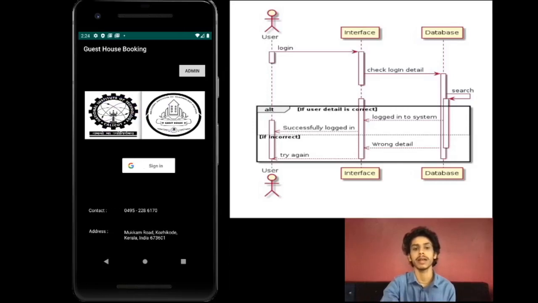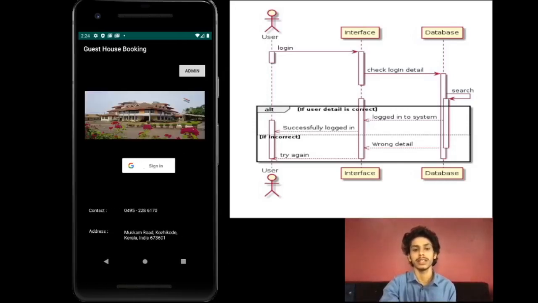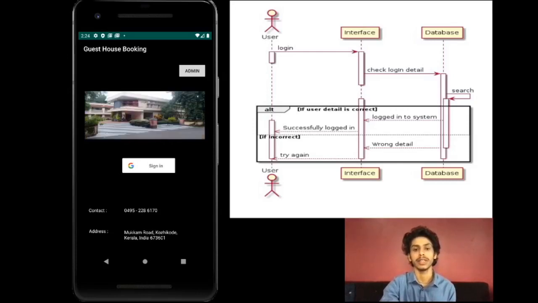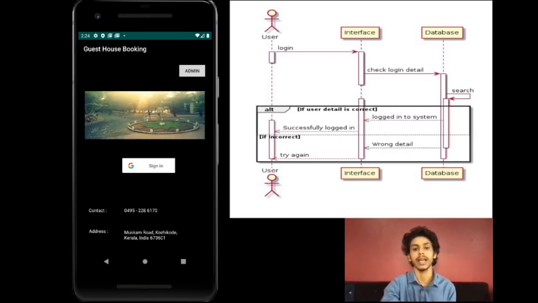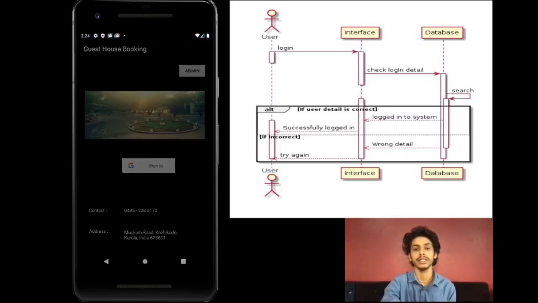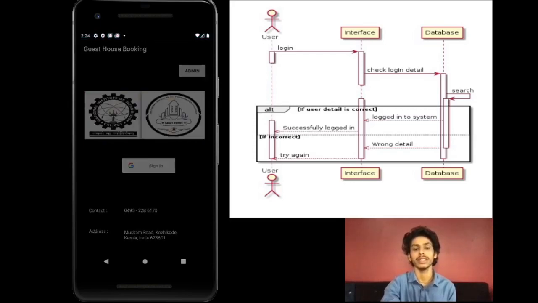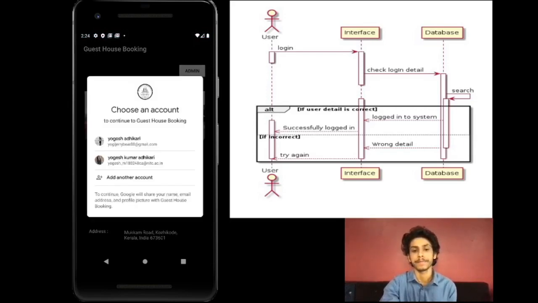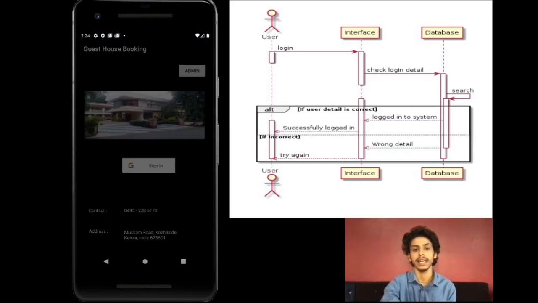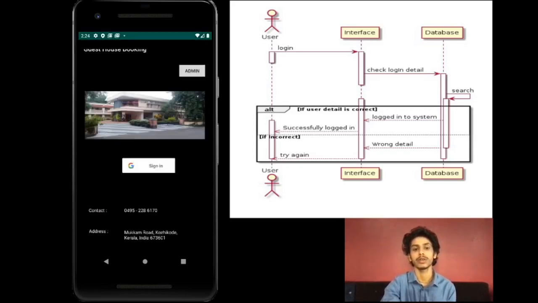This is our first sequence diagram, which deals with the user's login process. I would like to show you the complete login process in the application itself. When the user opens the application, he will see this front screen of the guest house booking application, in which he can sign in. We have used Google authentication, where the user can sign in using an NITC mail ID. When the user clicks on the sign in button, a pop-up window will show all the available accounts. He can select his NITC account to sign in to the guest house booking application.